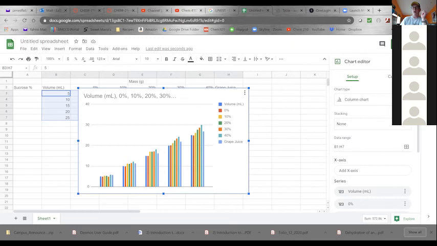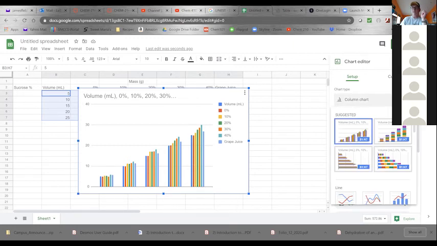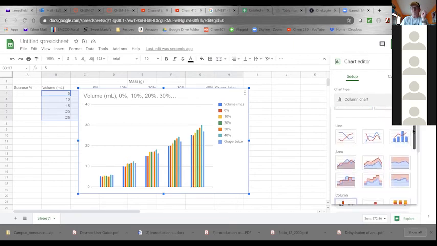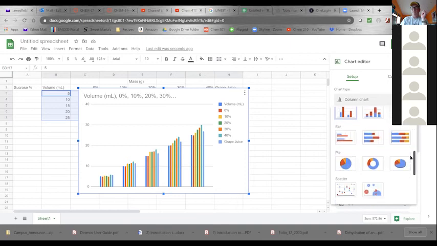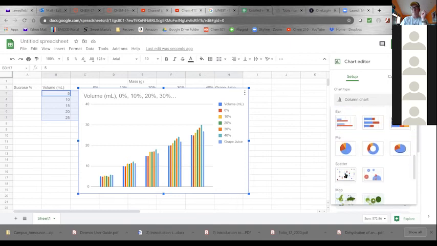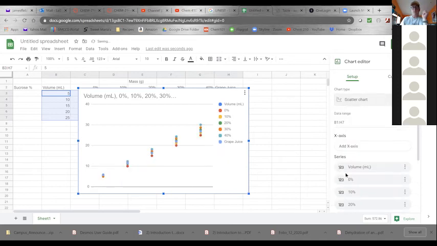So I don't want a column chart. What I want is a scatter chart. A scatter chart just means that each individual point will be represented, and that's what I want. So there we go. Each individual point, we can now see them.